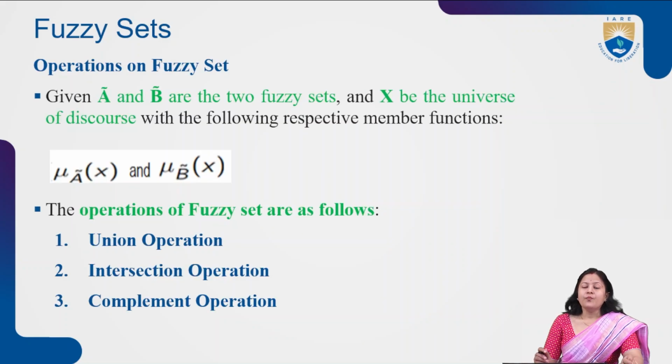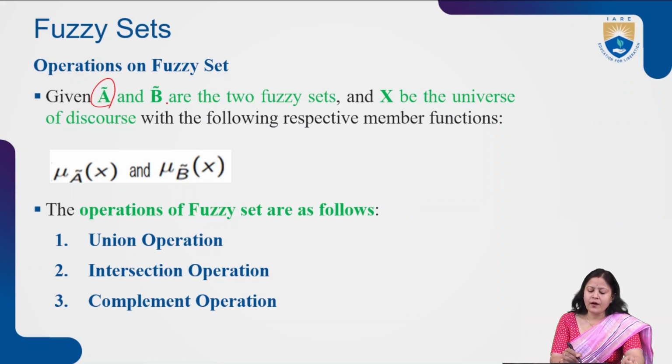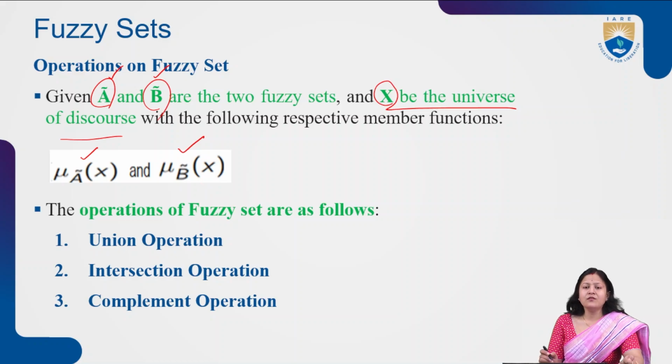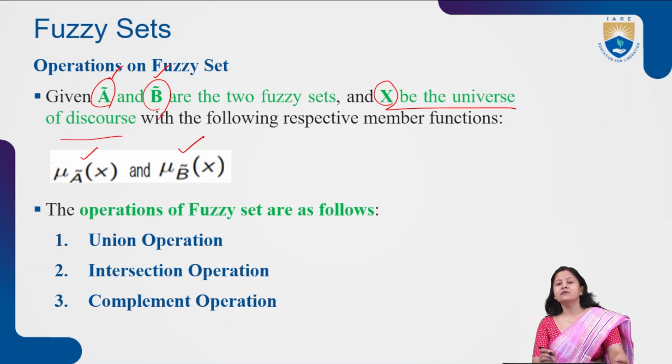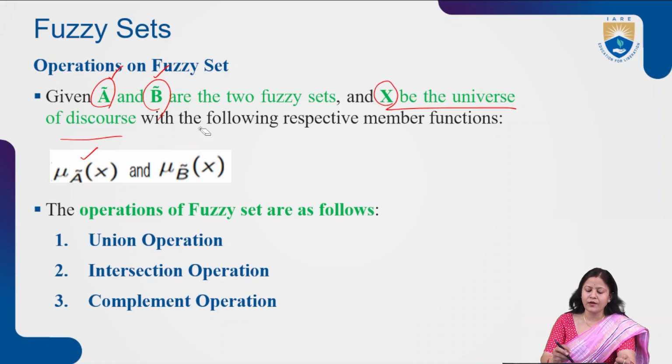Now let me discuss various operations on the fuzzy set. Suppose A tilde bar and B tilde bar are two fuzzy sets, and X is the universe of discourse. Then these two are the membership functions for these two fuzzy sets, mu of A of x and mu of B of x. These are the two membership functions or membership values. There are three operations that can be performed on the fuzzy set. The first one is the union operation, the second one is the intersection operation, and the third one is the complement operation.